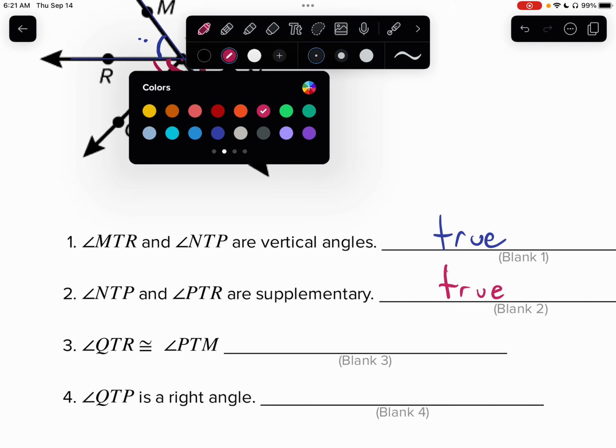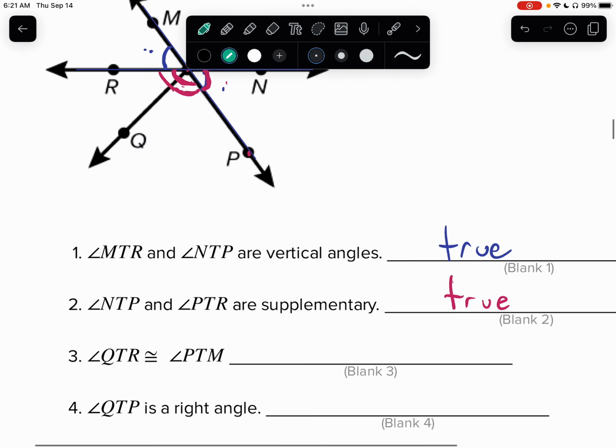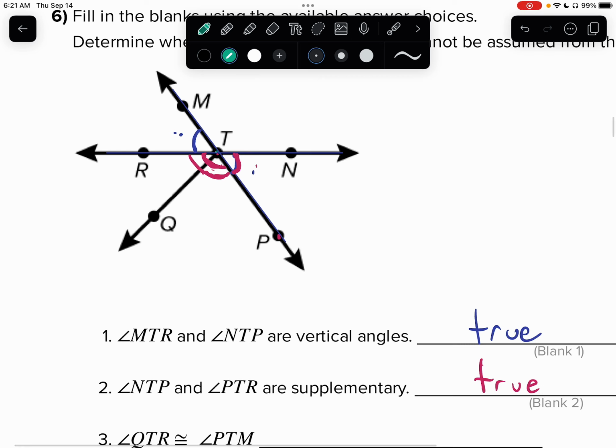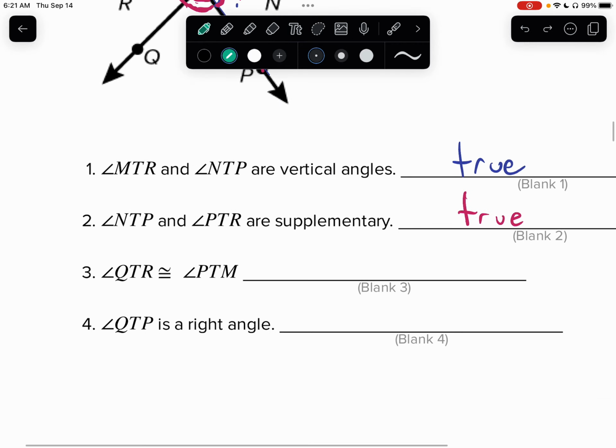Next one, angle QTR is congruent to angle PTM. So QTR is this angle here. PTM, that's a straight angle. So that's a straight line and this very clearly acute angle. That is not going to be true. So that is going to be false there. So yeah, false.